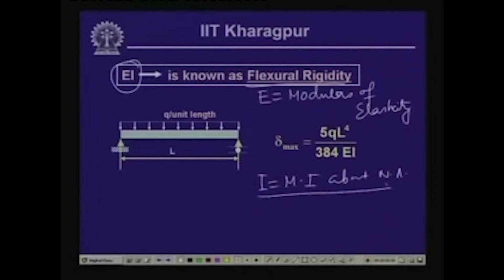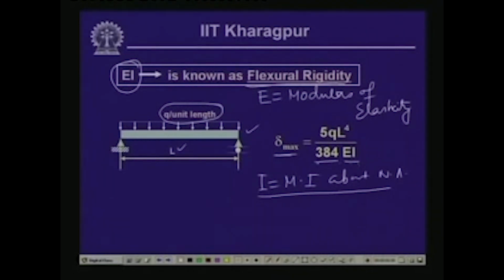Now, let me explain this with reference to a simple example. We have seen that for a simply supported beam which is subjected to a uniformly distributed load of intensity q per unit length over a length of L, the maximum value of the deflection we get is 5 q L to the power 4 by 384 EI.